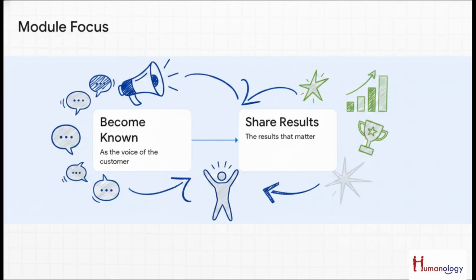So let's move to how this builds. The module breaks this transformation down into two really distinct active steps. Step 1, become known as the voice. And step 2, share the results that matter. What's fascinating here is how this establishes that advocacy is absolutely not a passive state. It's this continuous loop of action.